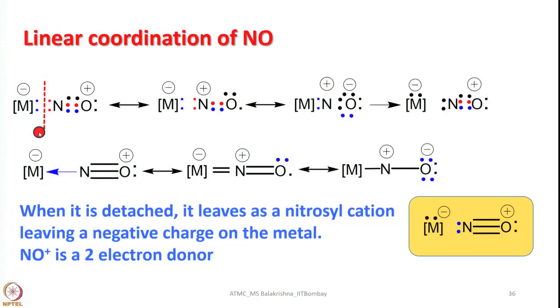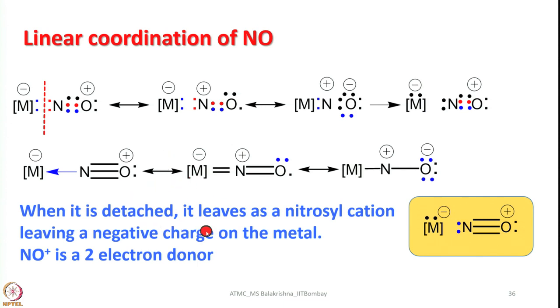Now, let us look into the properties of linearly coordinated NO. One can also see the similarities between the way I have written the movement of electrons from oxygen to metal through nitrogen here, and what would happen with carbon monoxide with minimum back donation and maximum back donation, with the sigma bond intact. In the same way, when there is minimum, just sigma donation, this would happen. When slight back donation is there, this bond is weakened and this bond is strengthened. So these are the three extremes one can think of in the case of the NO ligand as well.